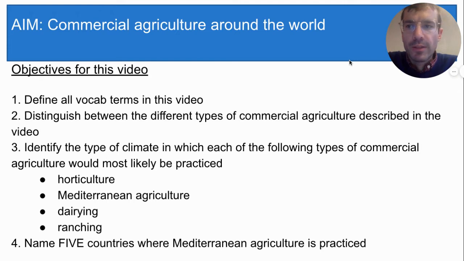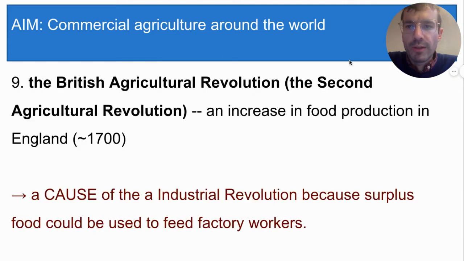All right, let's start by looking at the British Agricultural Revolution, which is also called the Second Agricultural Revolution. That was a huge increase in food production in England that started around the year 1700. That is right before the Industrial Revolution started, and it's no coincidence because the British Agricultural Revolution was indeed one of the major causes of the Industrial Revolution.